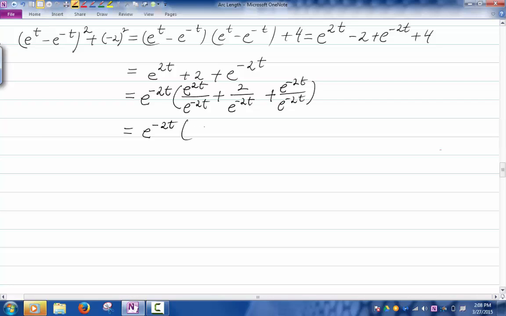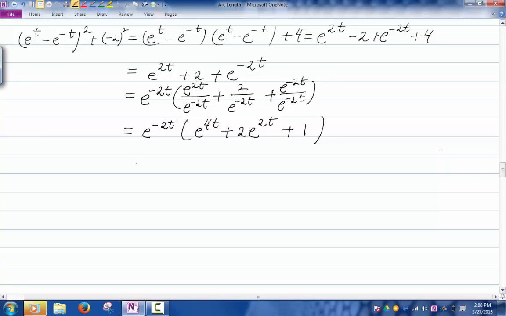And what is happening here? You're getting e to the what? 4t, right? You're getting 2 e to the what? 2t. And you're getting 1. Are we okay with that?